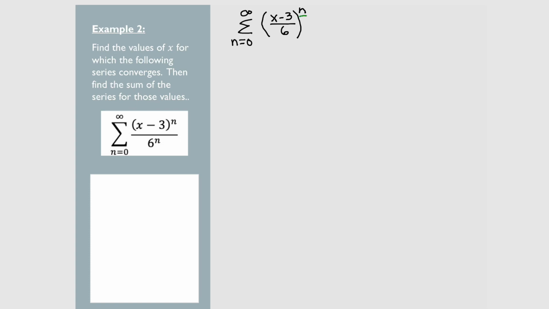And I see that the n's are only appearing in an exponent, hence the clue that it's a geometric series. And I know when I have a geometric series, well, they converge provided that the r value is less than 1.